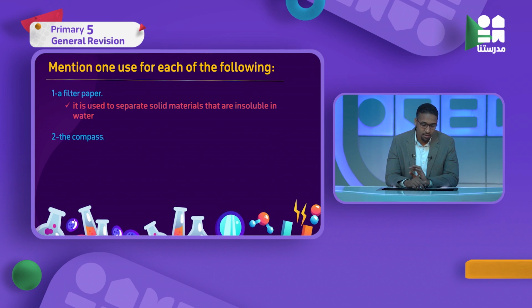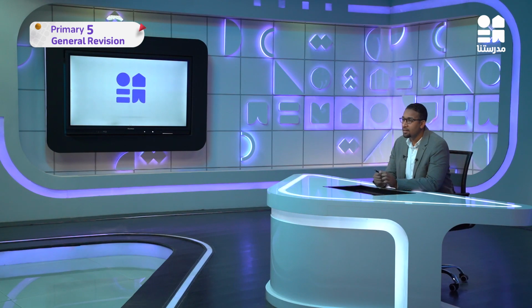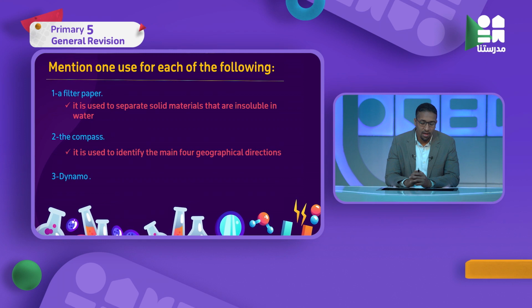Number 2, compass. It is used to identify the main geographical directions. بتعرفني الاتجاهات الأساسية. North, south, east, west. Why? Because the freely moving magnetic needle will always take a fixed direction, which is the north and south direction. So it points always to north and south. So it identifies the main geographical directions. Number 3, dynamo. It converts kinetic energy into electric energy.